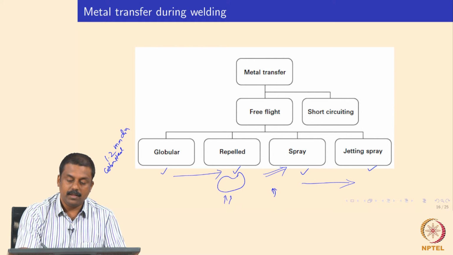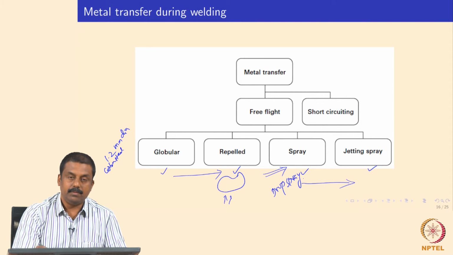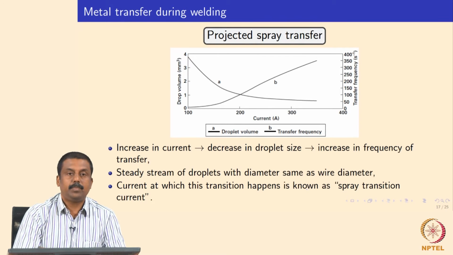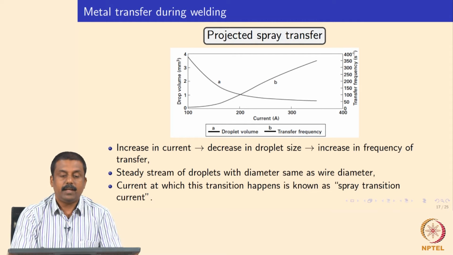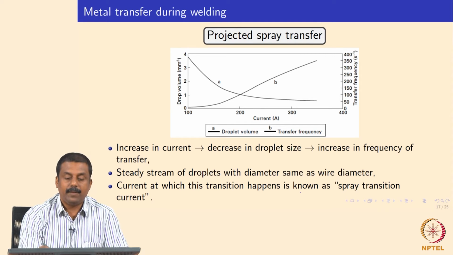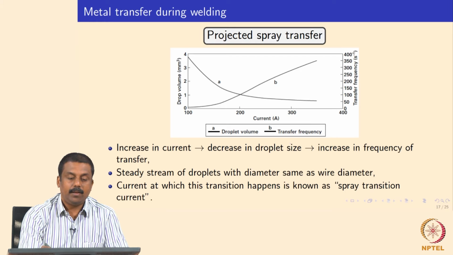This is also known as drop spray, where you will have single droplets continuously transferred or sprayed to the workpiece when the current is just above a critical value, and that critical value is known as the spray transition current. So this graph shows the influence of the welding current on the droplet diameter as well as the droplet frequency.